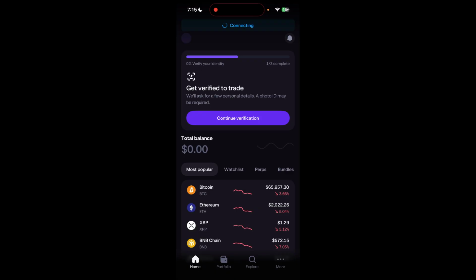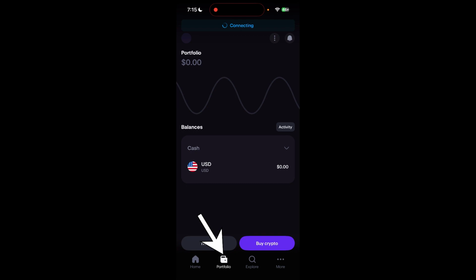The main section of Kraken is the portfolio at the bottom here. This is your home screen. Under this home screen, it shows your total account balance, the value of your crypto, and recent activity. Think of it as a wallet summary. And over here, you can buy your crypto and transfer it.